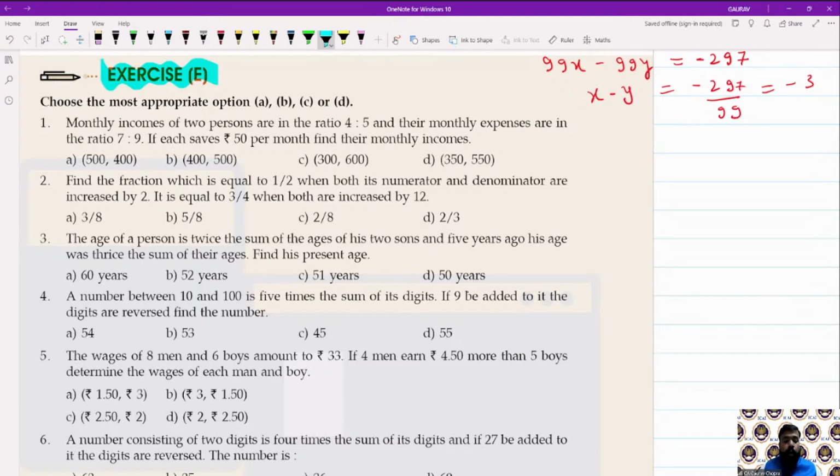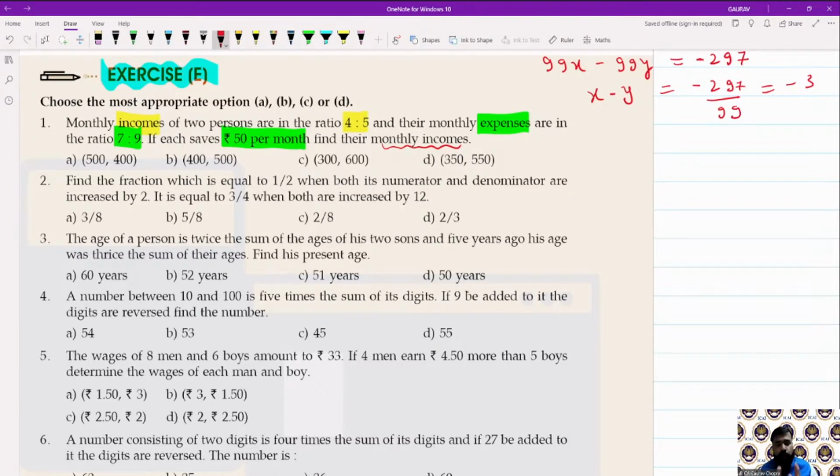Monthly incomes of two persons are in the ratio of 4:5. So this is the ratio for income. And monthly expenses are in the ratio of 7:9. This is the ratio of expenses. If each saves rupees 50, each of them is saving rupees 50 per month, then find their monthly incomes. We have to find the monthly income. So the same question we had done in the ratio and proportion chapter, same is here also.